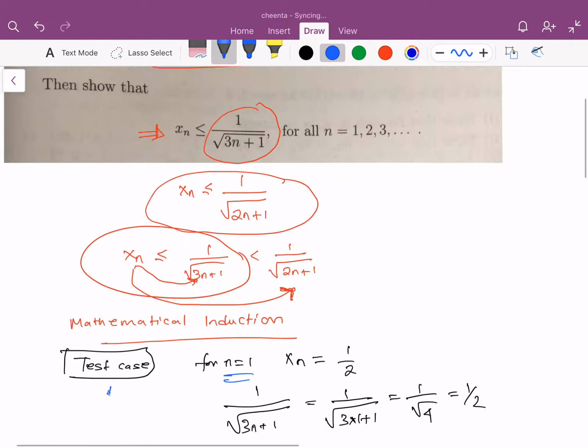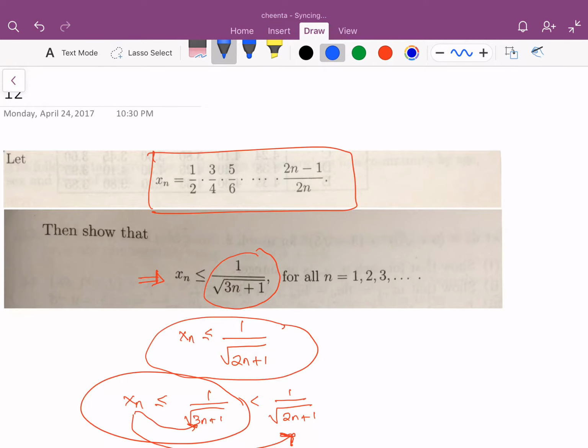Now, as an exercise, you can try to show that xn is less than or equal to 1 over square root of 2n plus 1, this particular result that I mentioned here, and try it without induction. I mean, obviously, the one that we proved is a stronger result, but it is just fun to prove this one.